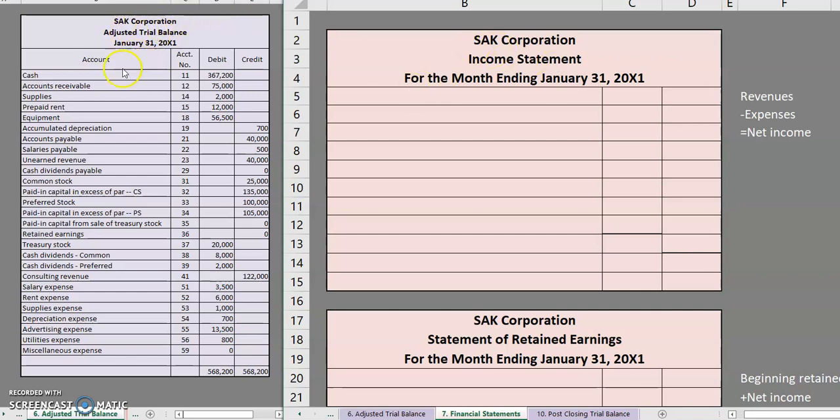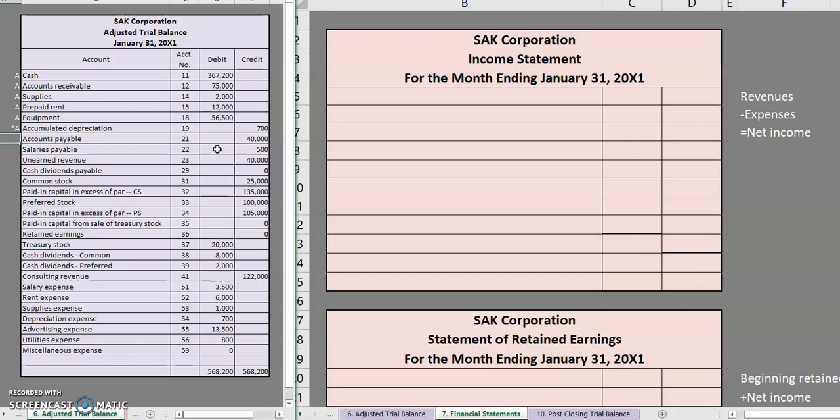So on our adjusted trial balance, you'll see that we have this series of accounts. Let's determine which of these are assets, liabilities, capital, so on and so forth, right? So cash is an asset. Accounts receivable is an asset, supplies, assets, prepaid rent, assets, equipment, assets. Here when we get to our accumulated depreciation, keep in mind that this is a contra asset. So I'm just going to go ahead and star it so that we know that it is a contra.